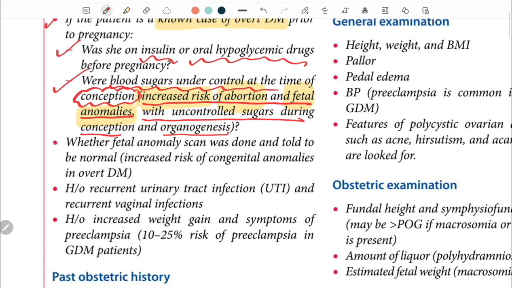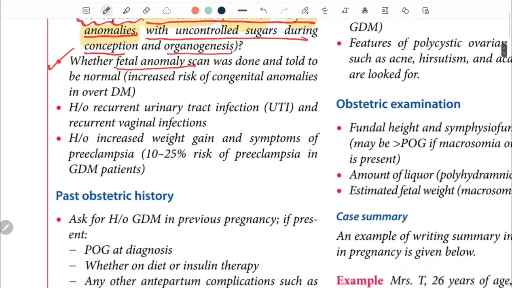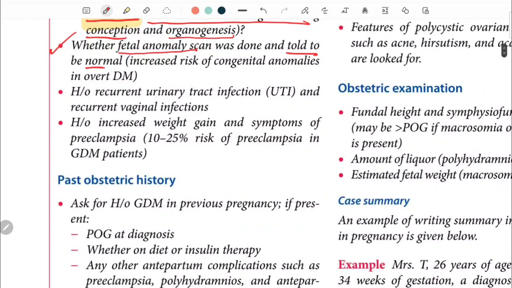Next, whether a fetal anomaly scan was done and told to be normal. There is an increased risk of congenital anomalies in overt DM, so we need to ask this question. Whether the fetal anomaly scan was done and told to be normal, because of the increased risk of congenital anomalies in case of overt DM.